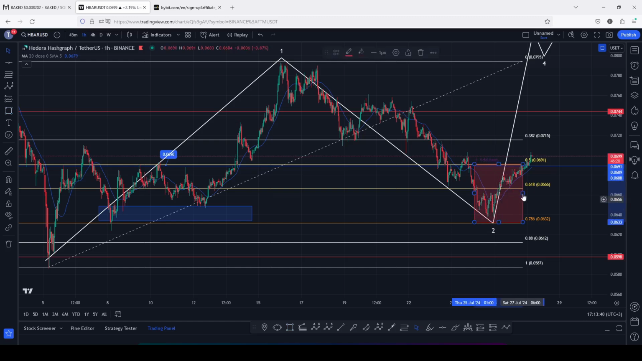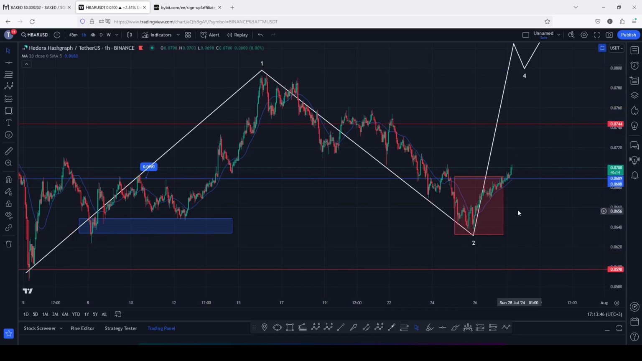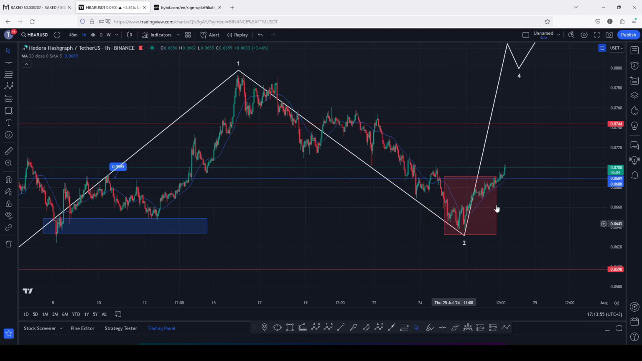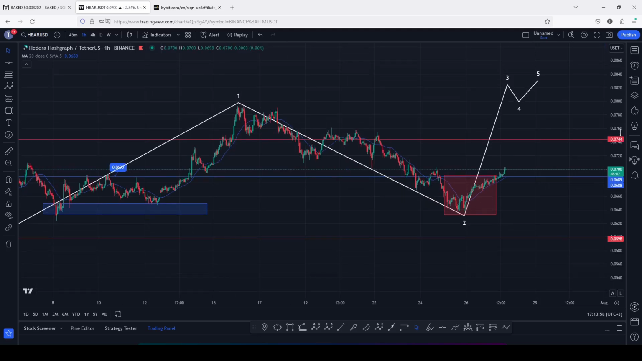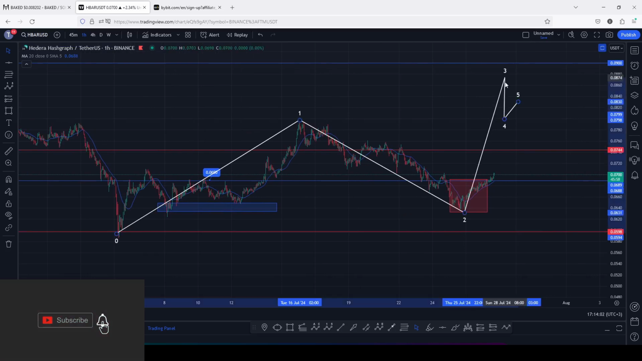And since we have fully maximized the minimum target area for the second wave, that now increases the likelihood that we could have seen the bottom for these Elliott wave count 2, and whatever is playing out at the moment is the start of an impulsive wave in this Elliott wave count 3.